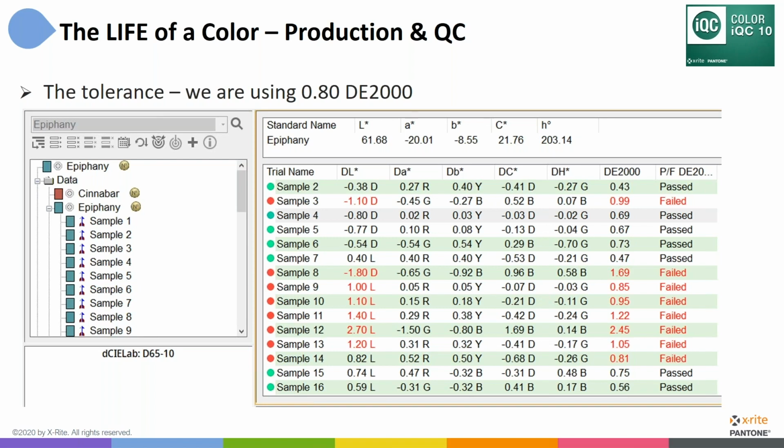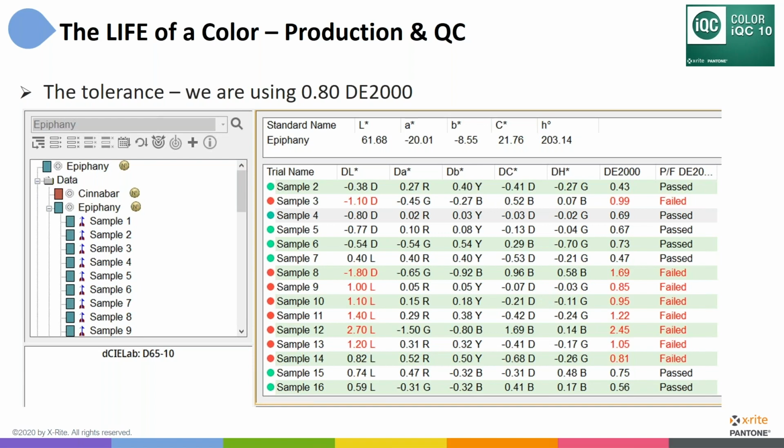one at the very top, sample number 2, has a delta E 2000 of 0.43. My tolerance is 0.8, so it passes. Yep, it's in pretty good shape. Now look at the second one from the bottom, sample 15. It also passes, but it's 0.75, so it's really close to failing. Sample 14, the one right above it, failed. It's at 0.81. Those two samples are only 0.06 apart.